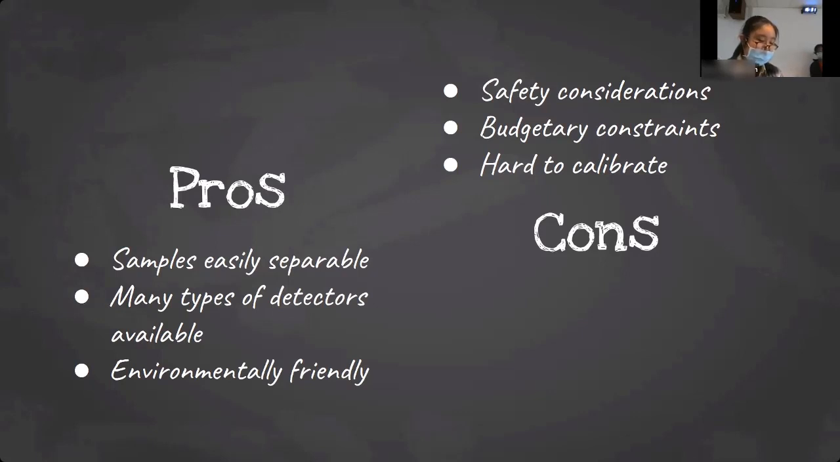Okay, so for GC, as the mobile phase is a gas, it's easily separable from the sample compared to others using liquid as mobile phase. It can be connected to many detectors. Thus, it's especially suitable for identifying unknown mixtures. Moreover, the column is reusable. One column is capable of about 1,000 plus analyses, so it's very environmentally friendly.